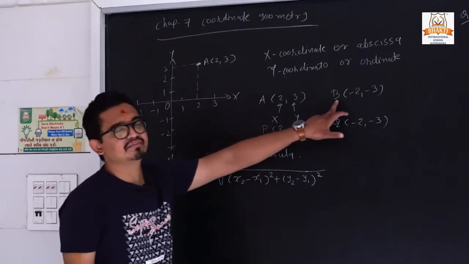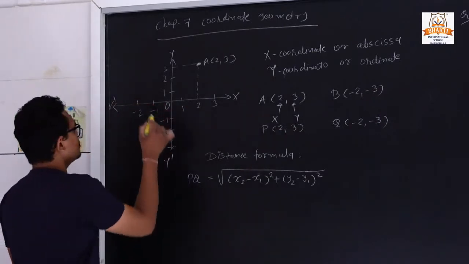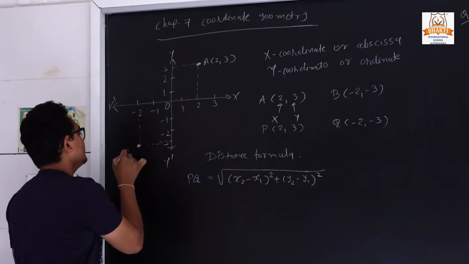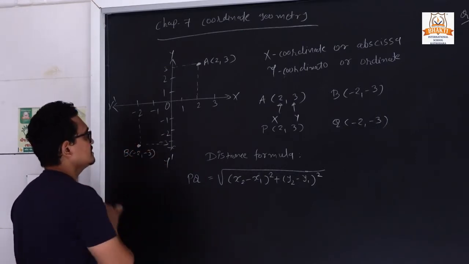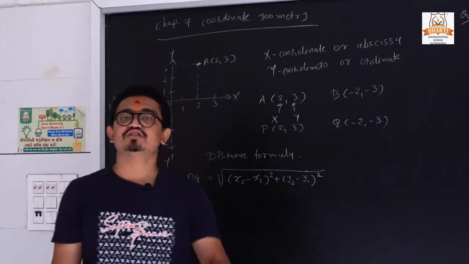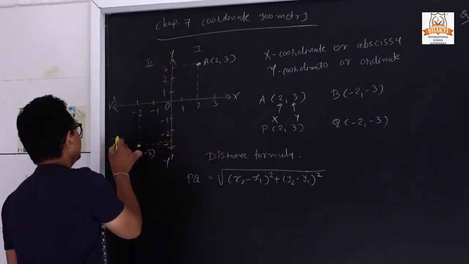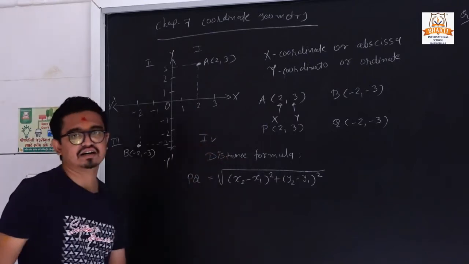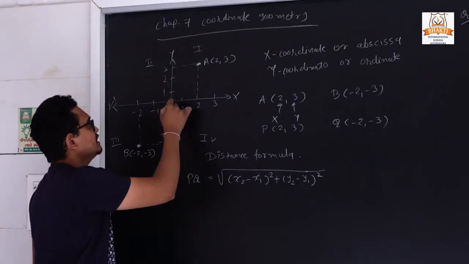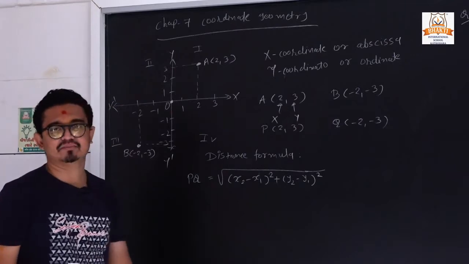And for B, minus 2, minus 3. So minus 2, and here we have minus 3. So B is minus 2, minus 3. We can plot similarly like that. You are also familiar with the four quadrants: it is first, second, third, and fourth quadrant. It is our origin 0, 0, and we have two axes, x and y.